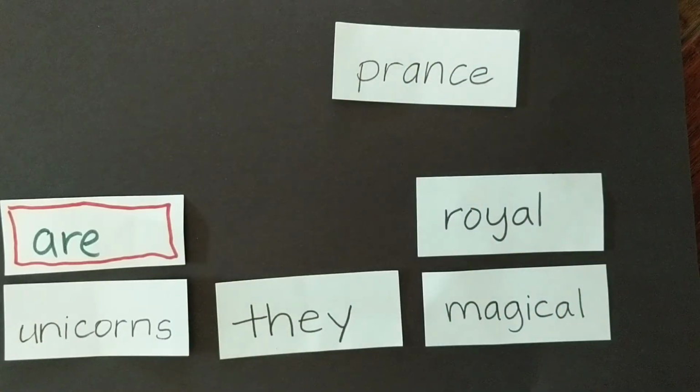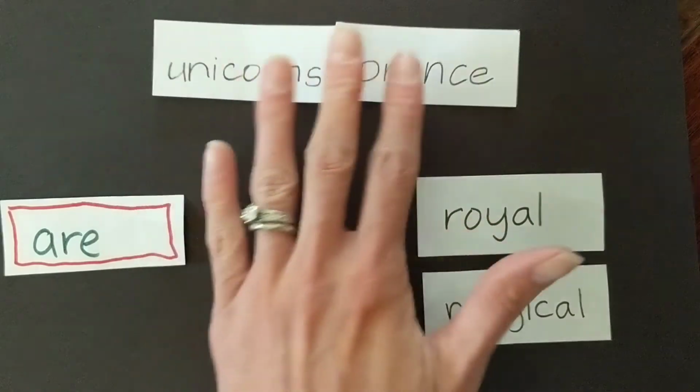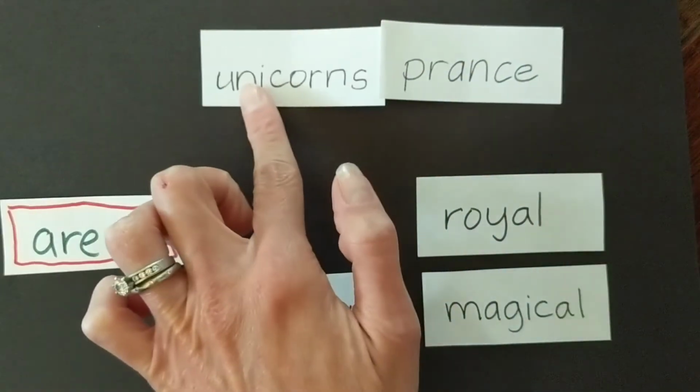So we have prance, and to make a sentence, we need to at least add a subject. And stop and think, which parts of speech can be a subject? I hope you said noun and pronoun, because that's the correct answer. But I want us to find the plural noun to use as a subject. So which of these words that are left could be the subject? Unicorns. So here we have unicorns prance.